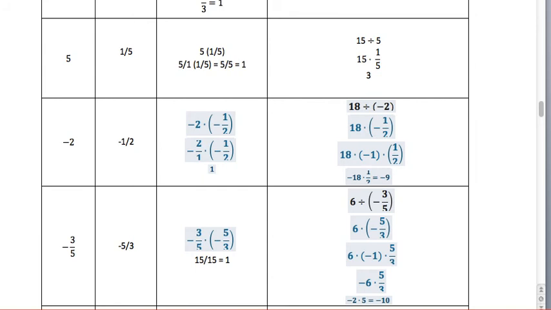And for our expression, I chose 6 as the given number, divided by -3/5. We change that to multiplication of the inverse, which is 6 times -5/3. And that would give us -30/3, which is -10.